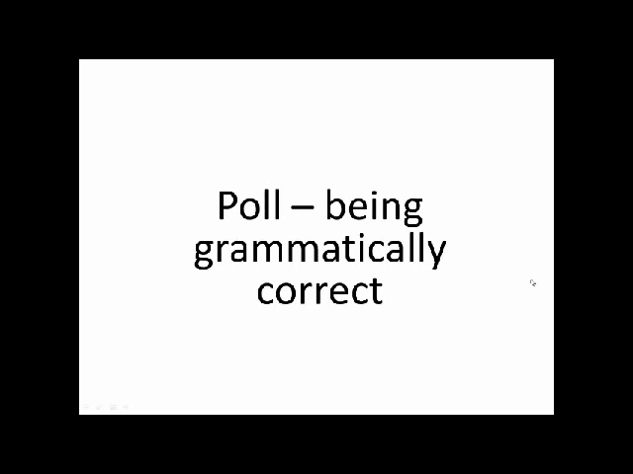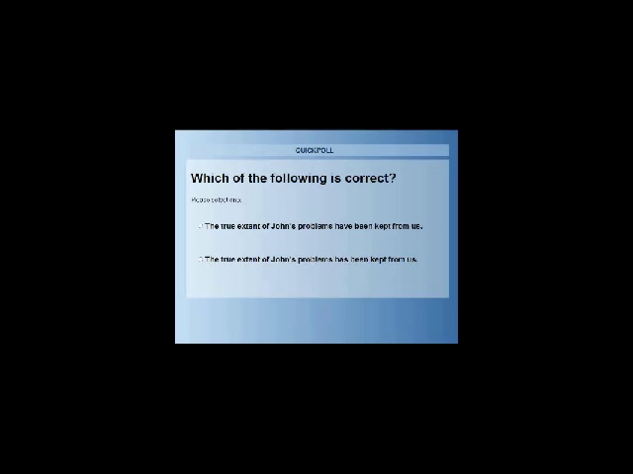So the third and last poll is about being grammatically correct. So we're just going to look at the third question, which is, which of the following is correct of these two possibilities? The first is the true extent of John's problems have been kept from us. And the second is the true extent of John's problems has been kept from us. It's a little bit of a tricky one.